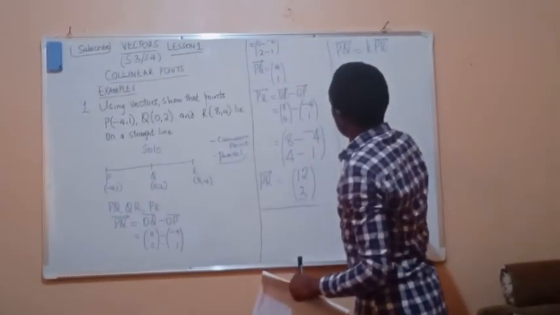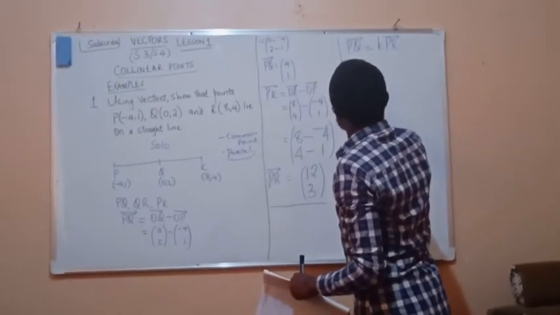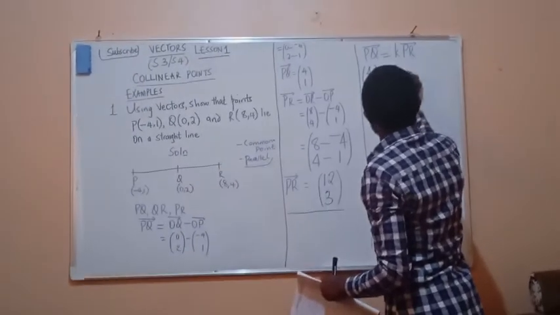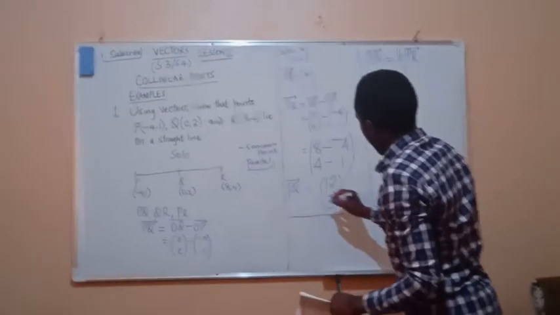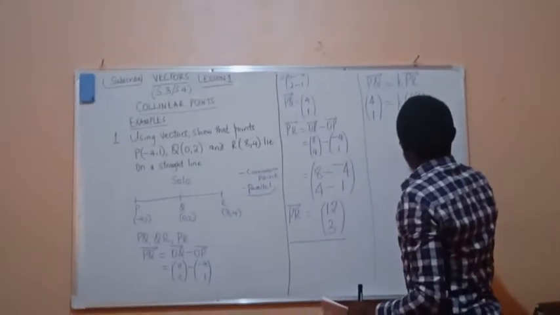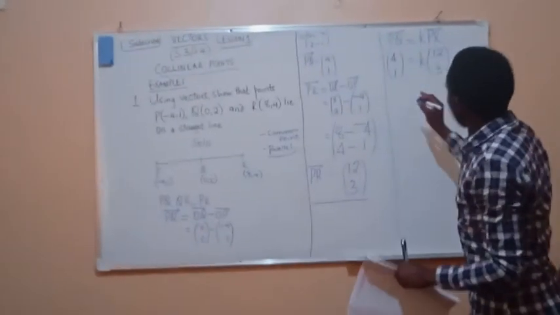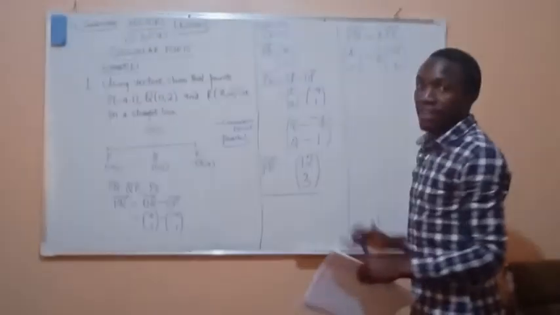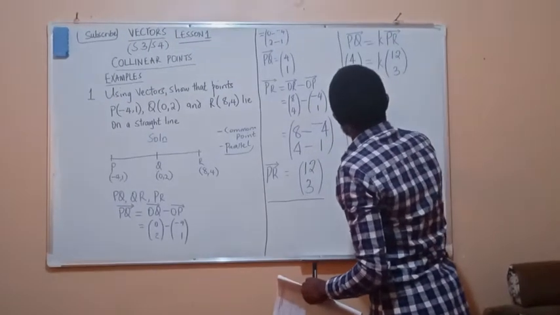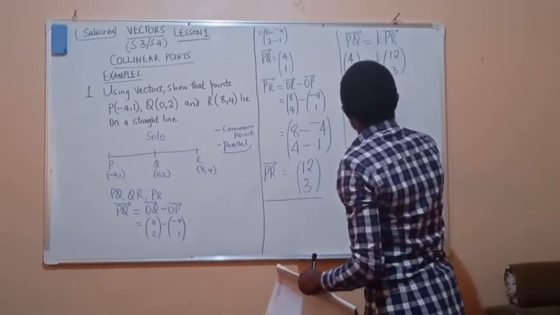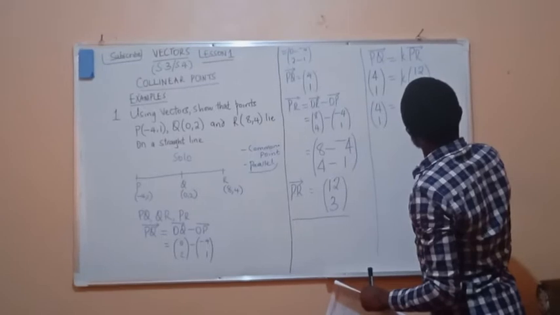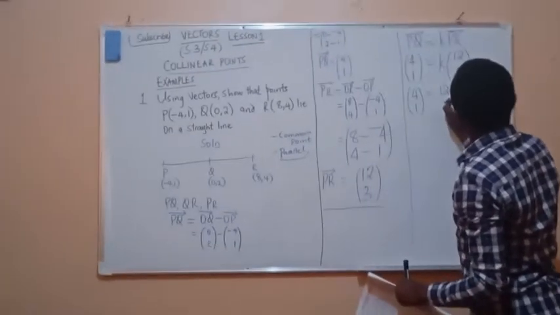Now, PQ is (4, 1), and PR, so we shall say K times PR. My PR is (12, 3). Critically, you can try solving for this value of K so that you get that constant. Now, (4, 1) is equal to: this times this is 12K, and this times this is 3K.